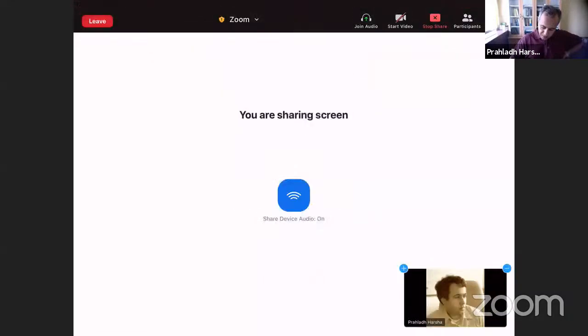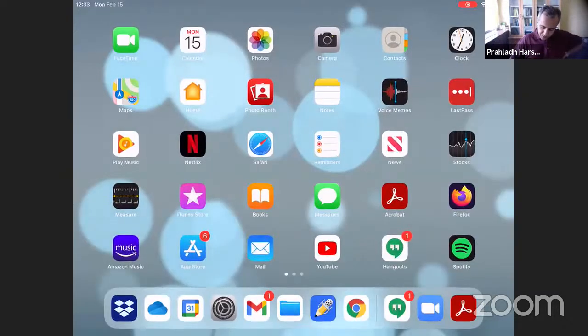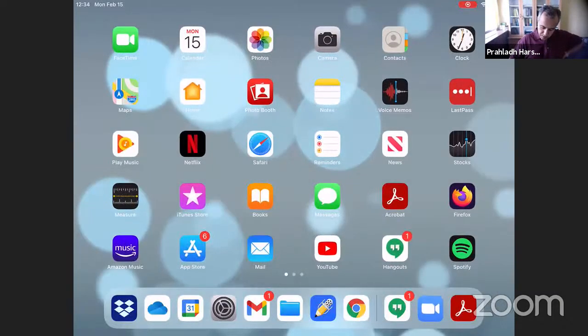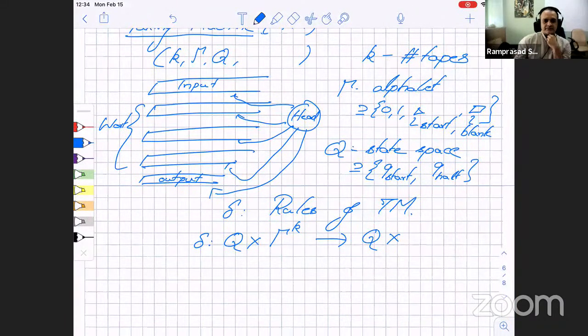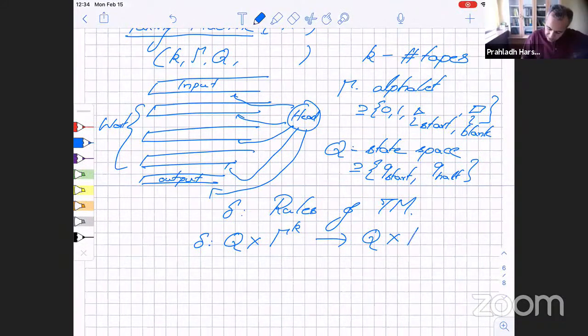So you have a head, then the contents on the tape, and you either move left, right, change the contents of the tape, and change the contents of the head. Okay. Yeah. So it's good. So it first tells you how to change the state, and then tells you how to change the contents of the tape.